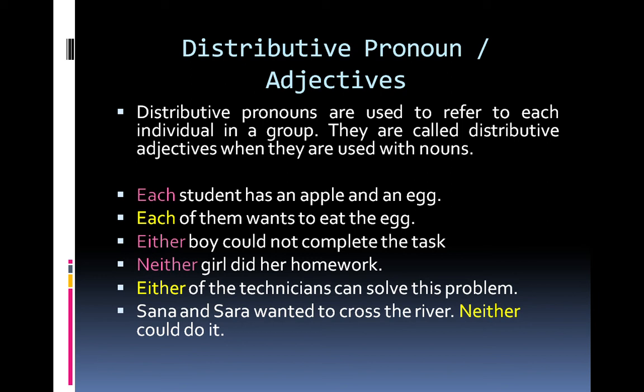Remember that whenever either is used in combination with or and neither is used in combination with nor, either or, neither nor, they are neither distributive pronouns nor adjectives. They are conjunctions in such situations. Either or and neither nor, they are coordinating conjunctions, they are correlative conjunctions. We'll talk about conjunctions later. For the time being, it's all about distributive pronoun and distributive adjective.